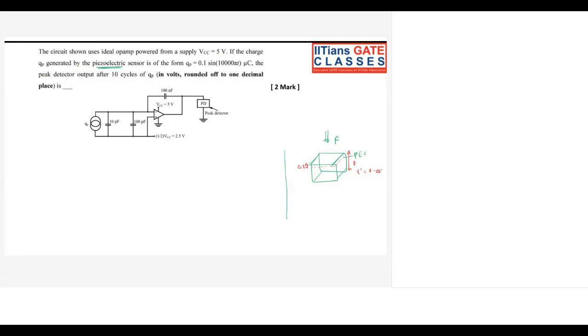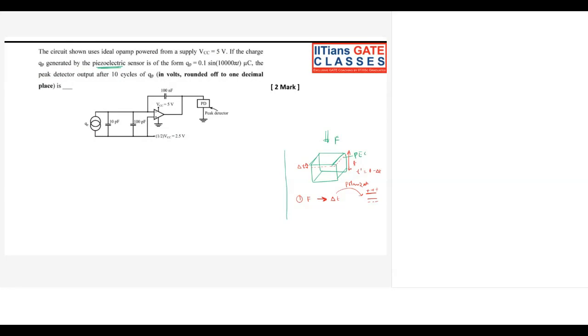So if you are going to apply the force, then displacement will happen, so delta t. Due to this displacement, with the help of polarization, the positive charges are going to be acquired at the upper surface and negative charges at the lower surface. So how are we going to collect the charges?